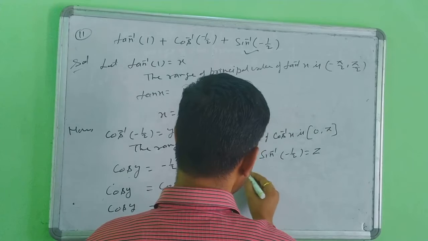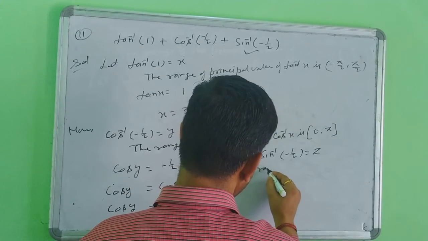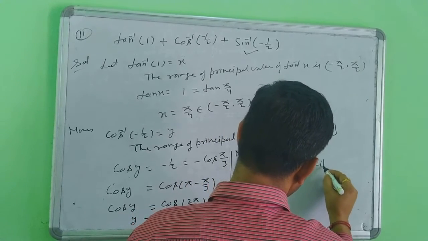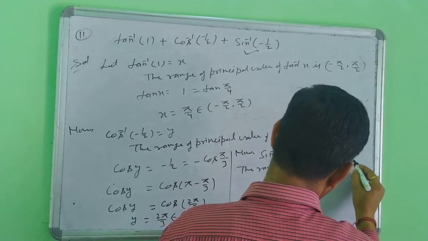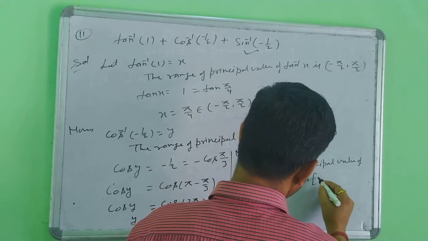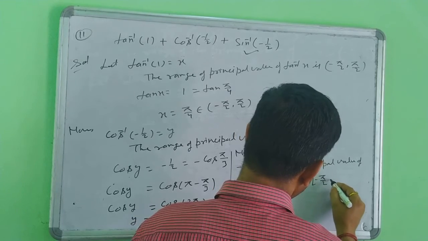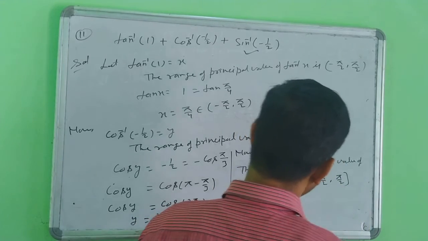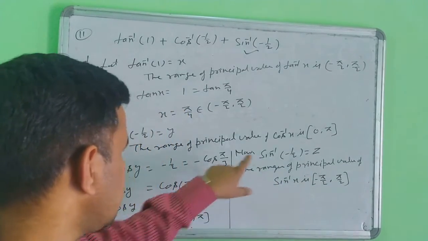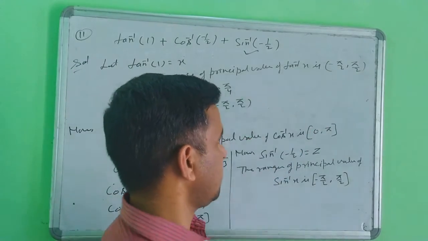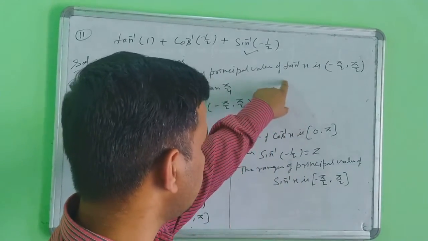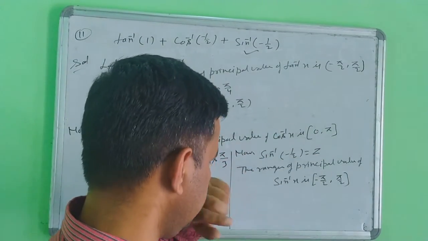What is the range of this? The range of the principal value of sin inverse x is the closed interval minus pi by 2 to plus pi by 2. This is the range of sin inverse: minus pi by 2 to plus pi by 2. Cos inverse range is 0 to pi. Tan inverse is an open interval. Every time you write a question, write the range, and then you will learn it.